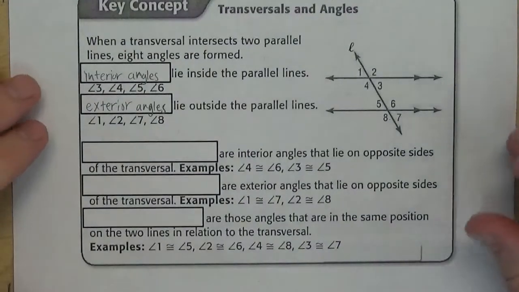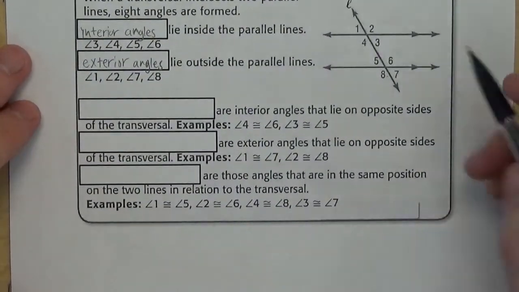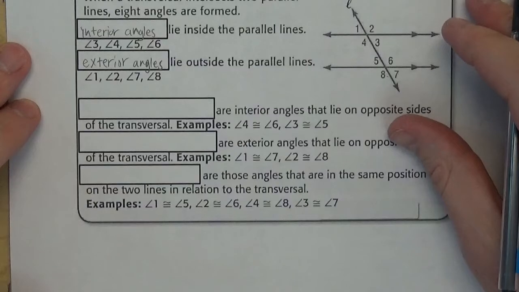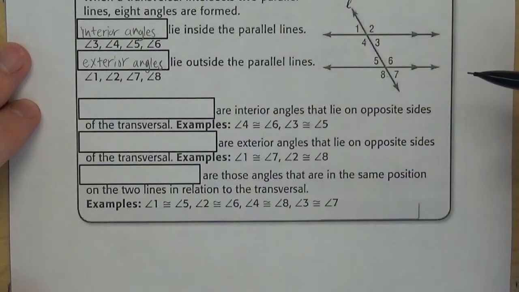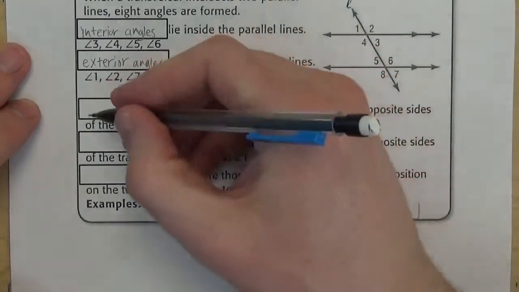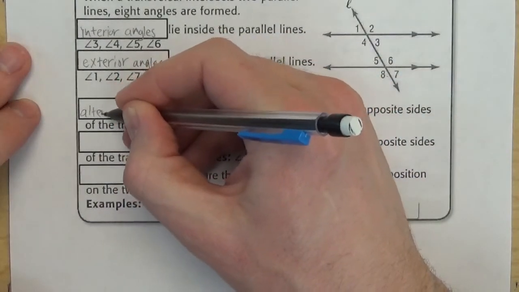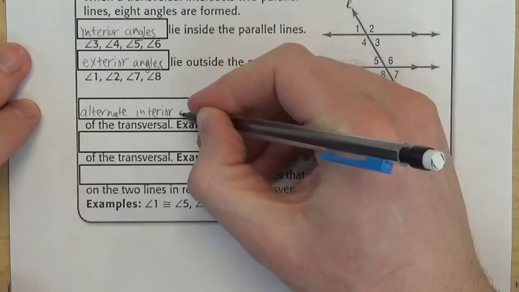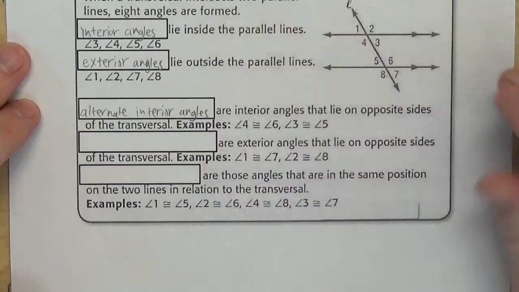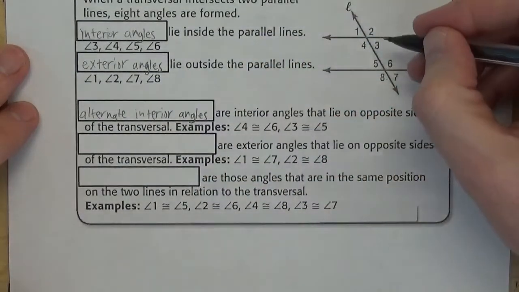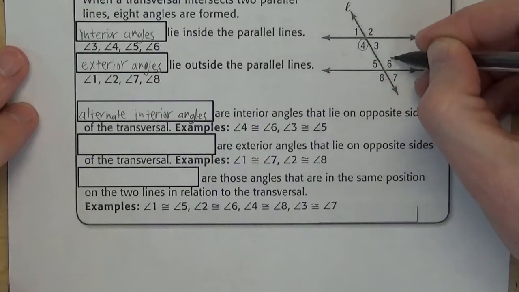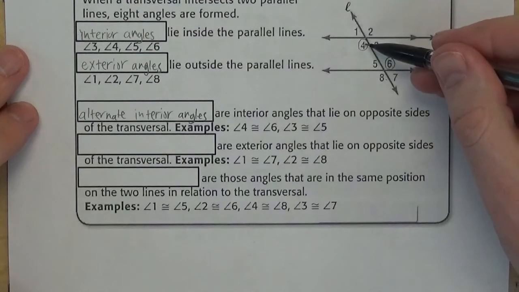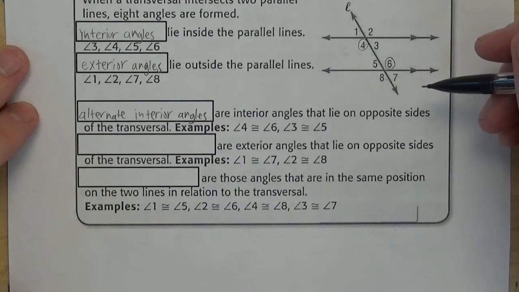Okay, now let's talk about some special pairs of angles. Blank are interior angles that lie on opposite sides of the transversal. So they're interior, first of all, and they're opposite sides of the transversal. We call those alternate interior angles. And they give you examples here, angle 4 and angle 6. So angle 4 and angle 6 are alternate, on opposite sides of the transversal, but still interior, so on the inside of the parallel lines, alternate interior angles.